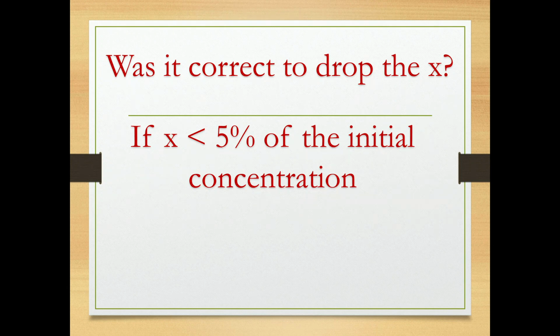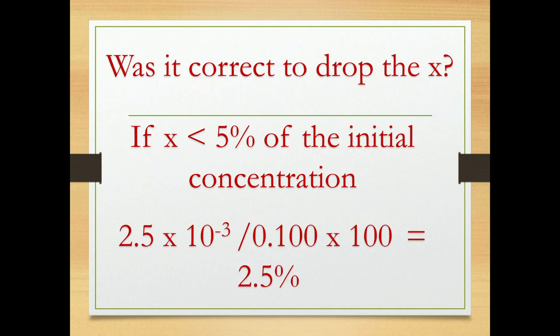So once I drop the x and I solve, I want to double check that I was correct in solving. So 2.5 times 10 to the minus 3 divided by 0.1 times 100 to give me a percentage is 2.5%. That's under 5%, so perfectly acceptable to have dropped that x. So the first thing you do is look to see what the ratio is between the initial concentration and the K value. If it's over 1,000, drop the x. When you're done, double check that that was okay.